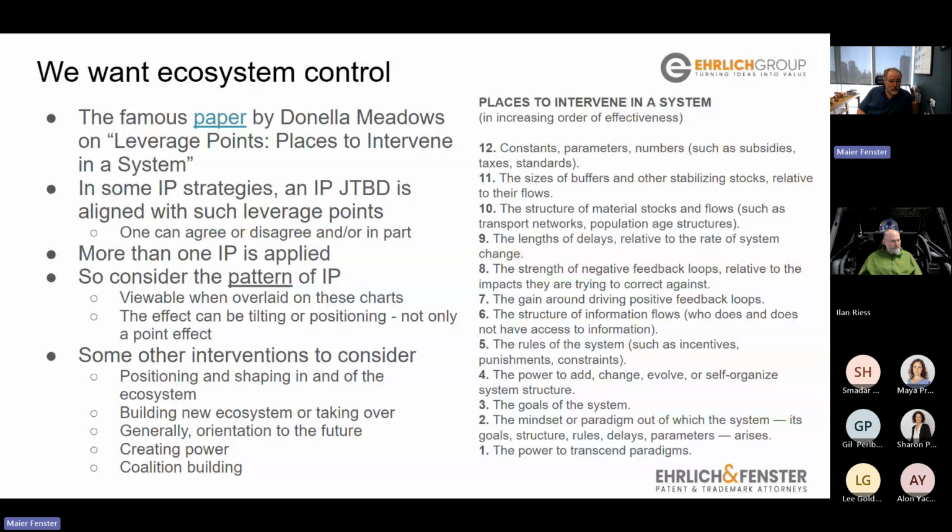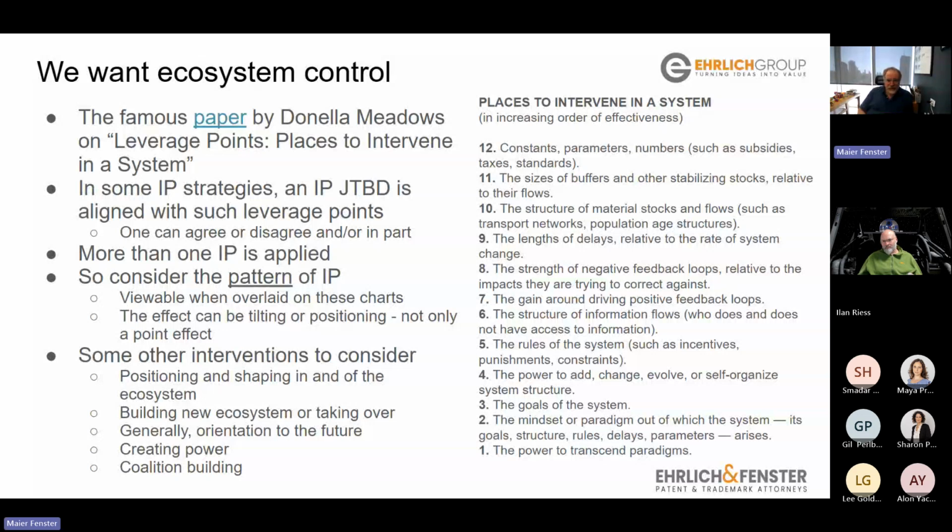Usually you apply more than one IP. You have an IP portfolio. So what you really have is a pattern of IP. And if you saw before, I showed you charts with multiple IPs. And that really means that you can plan a pattern and you can see a pattern. And that could be interesting. What is the pattern of IP and what is it doing?